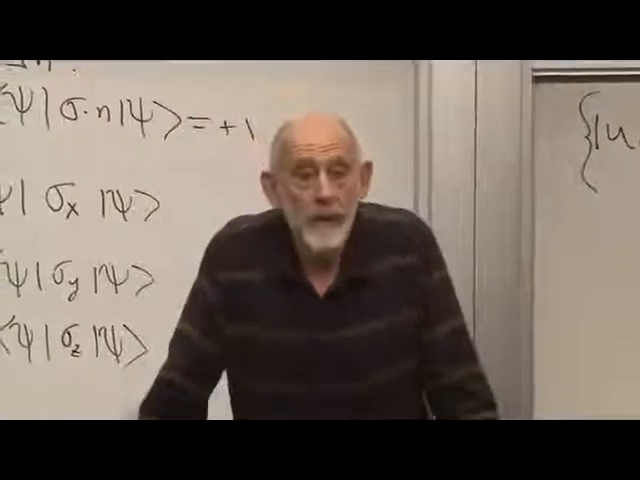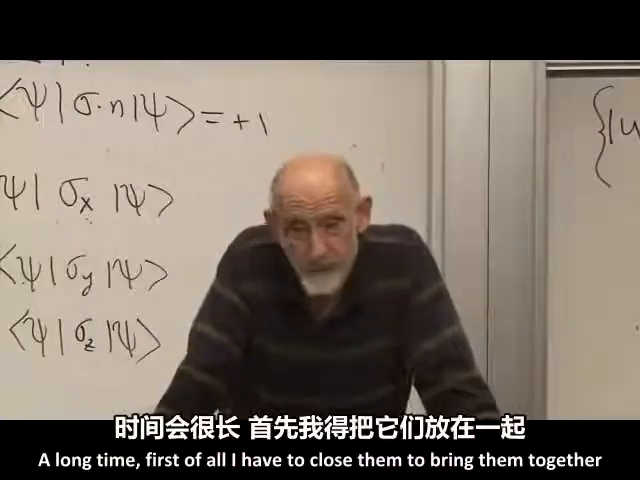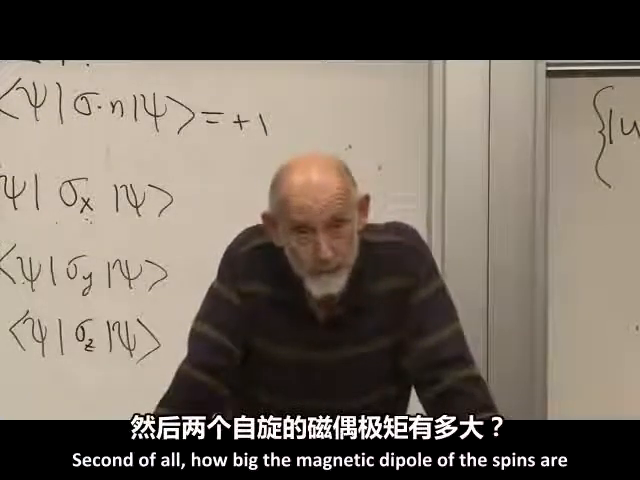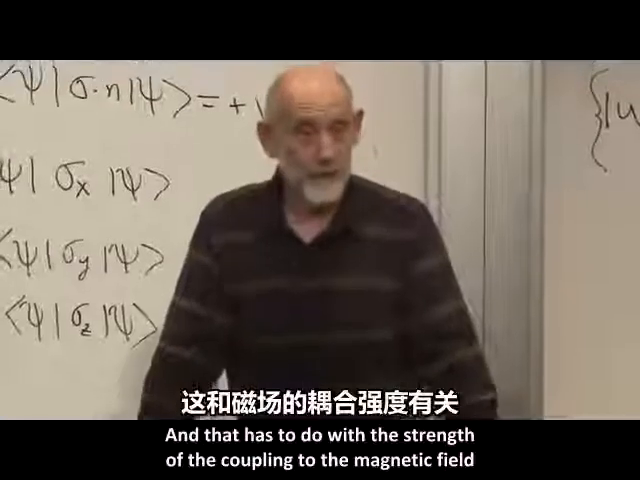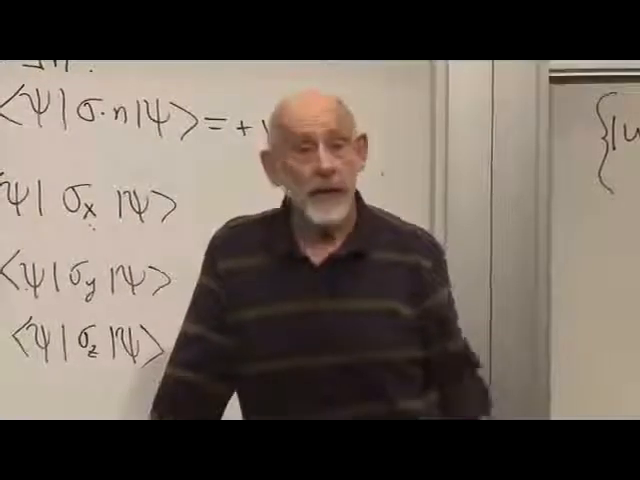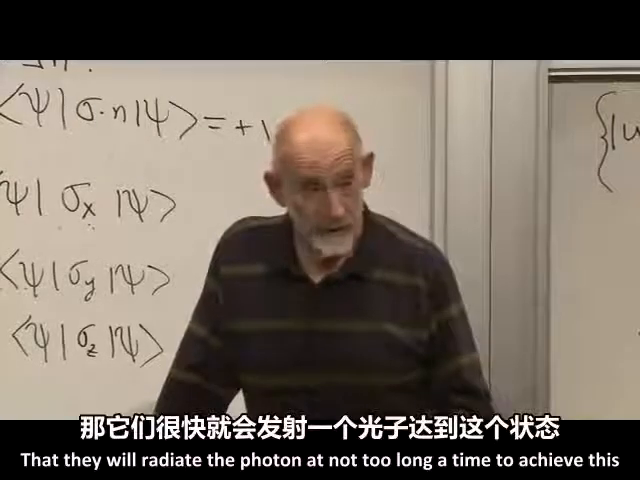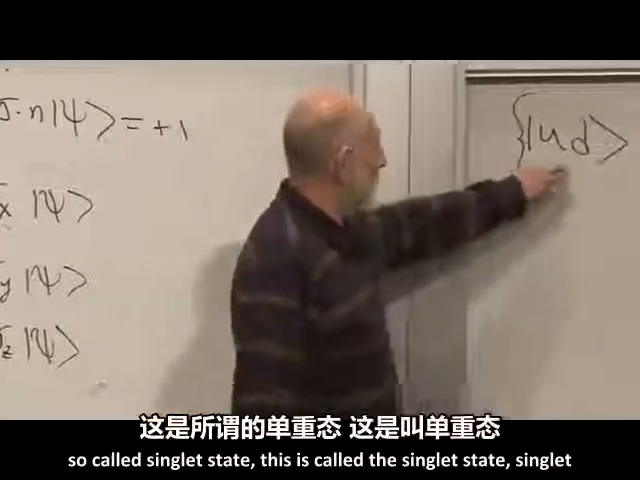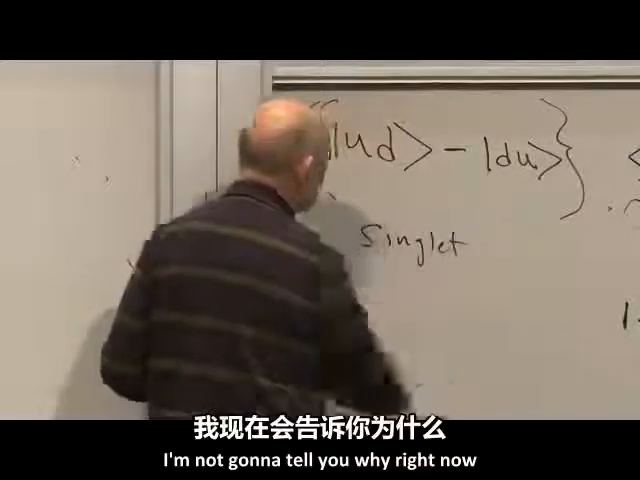You said wait a while. How long is a while? A long time. What determines the length? First of all, how close you bring them together. Second of all, how big the magnetic dipoles of the spin are. And that has to do with the strength of coupling to the electromagnetic field. So, an ordinary laboratory situation: in an atom, the electrons are close enough together that they will radiate a photon in not too long a time to achieve this so-called singlet state. This is called a singlet state, singlet. I'm not going to tell you why right now.